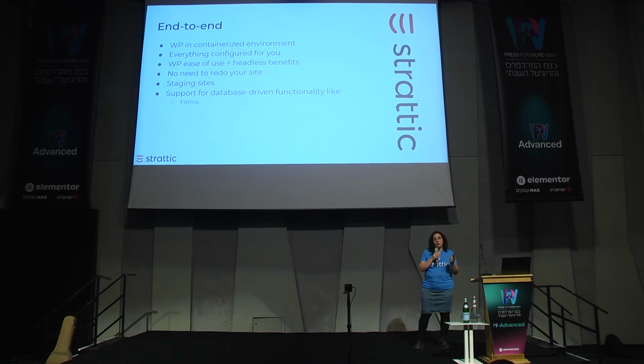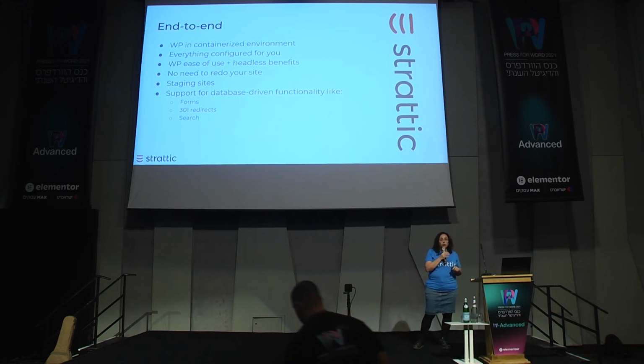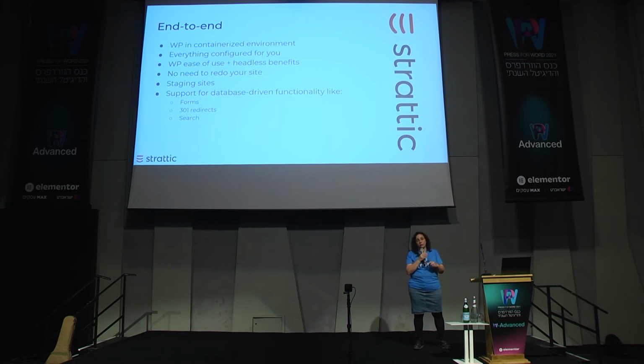And we have out-of-the-box support for database-driven functionality that wouldn't normally work on static. We replicate it. So we support Gravity Forms and Contact Form 7. We automatically replicate 301 redirects on the edge, so you can take care of all your SEO, it's fine. Search, we replace WordPress search with Algolia search, which is better quality and faster, and you don't have to do anything. It's just out of the box. We support multi-language, WPML and Polylang, and of course RSS feeds.